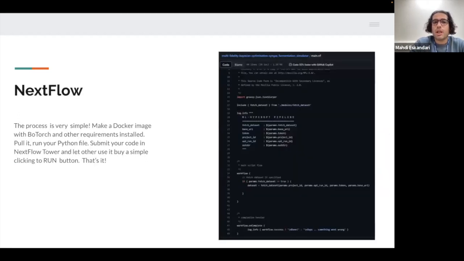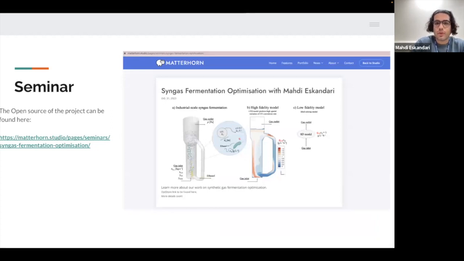In a very simple form, Nextflow does this. We have a Docker container in which all the dependencies of our project are installed, mainly BoTorch, which the project is implemented based on. And then all we are going to do is just run the Python file that the high fidelity and low fidelity case is inside. As simple as this. And in order to provide this to the chemists, we use Nextflow Tower, so they are going to simply push the run button in order to run the project.